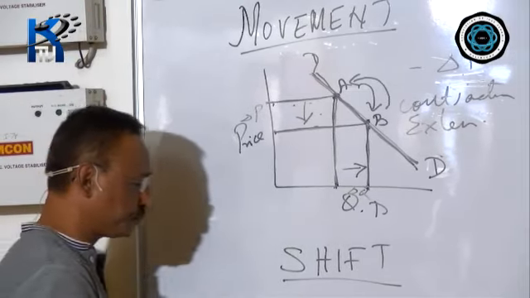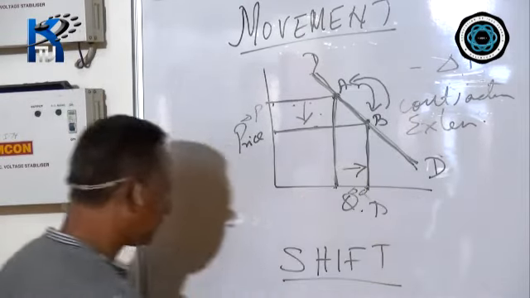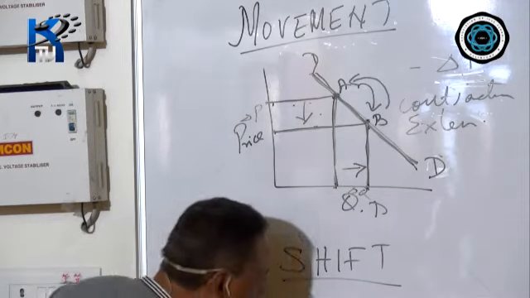Now shift. What is this shift? This is the demand curve, dd.